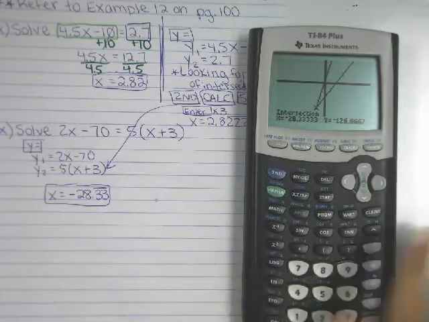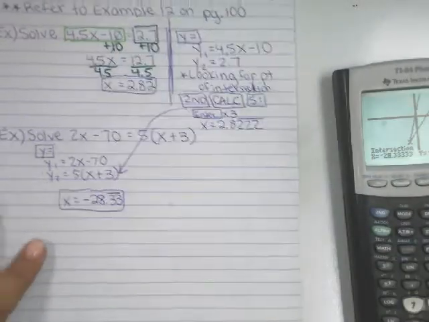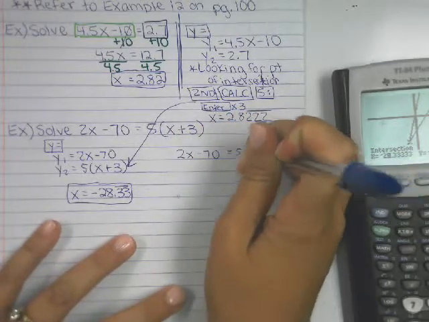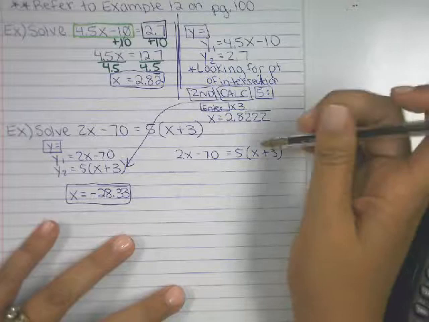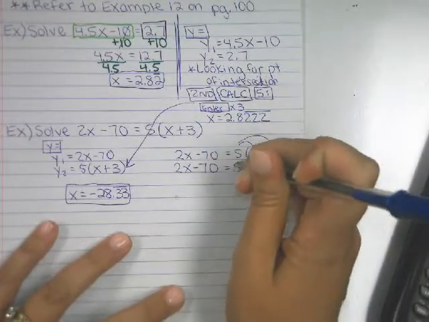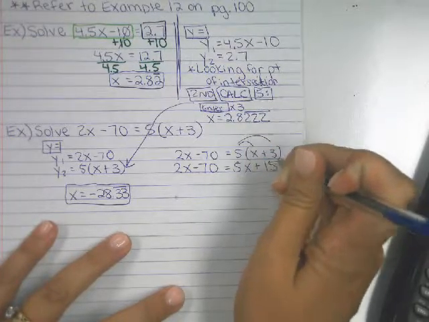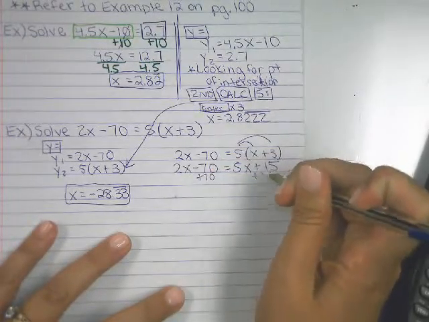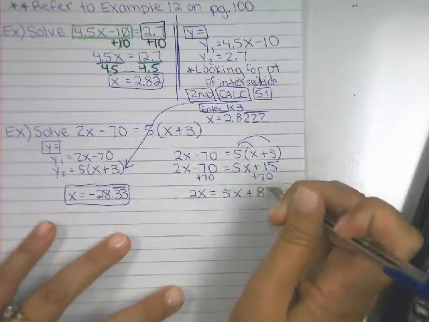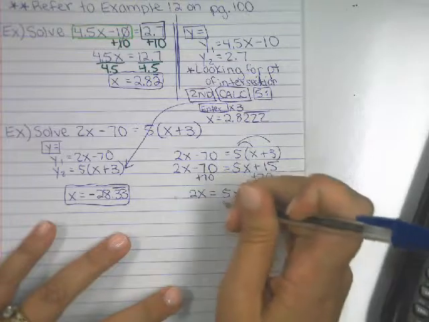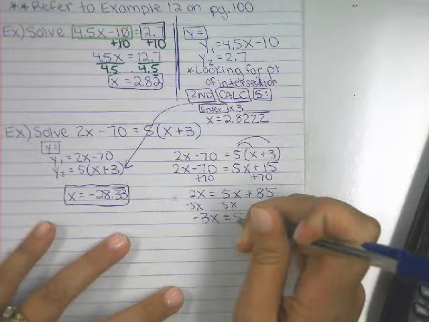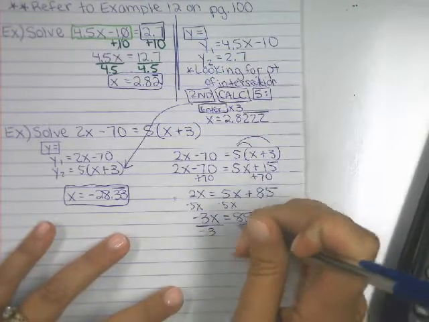There's our solution. To solve this by hand, just as a little reminder, we take our original problem. We'll start out by distributing the 5. So 2x minus 70 equals 5x plus 15. I'm going to add the 70 to both sides. 2x equals 5x plus 85. Subtract the 5x. Negative 3x equals 85. And divide by negative 3.